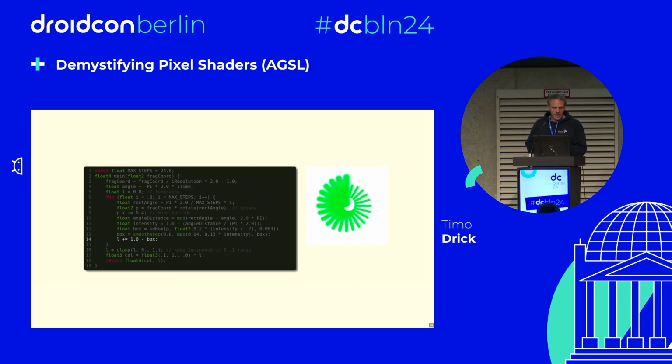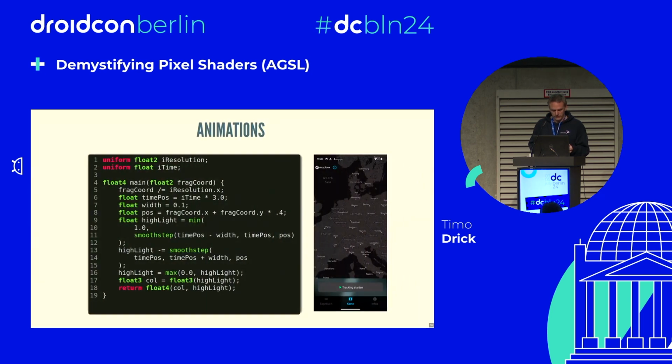I use this float L value for luminance, so I add up every rectangle, and then I clamp it to between 0 and 1. Otherwise, it gets a little bit overexposed. This is just a value, and now I can multiply this value by the color I want to have. For example, in this case, it's green. And then I can return this color. Oops, sorry, yeah.